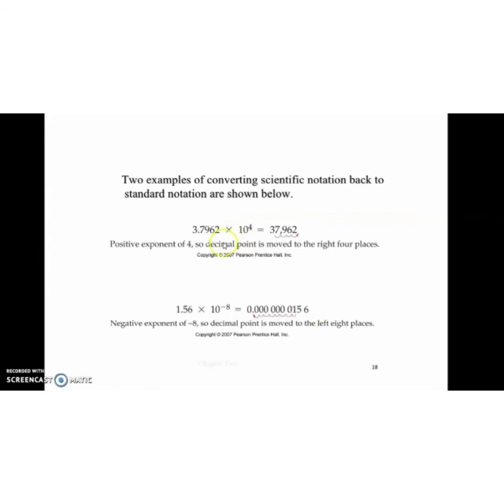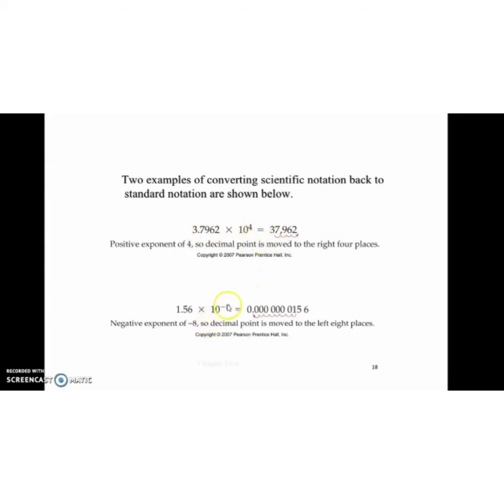Another example. The scientific notation given is 3.7962 into 10 raised to 4. The original number is 37962. Okay, so the exponent is positive 4. Here the decimal point is moved to the right by four places. 1, 2, 3, 4. So that we write as 10 raised to 4.